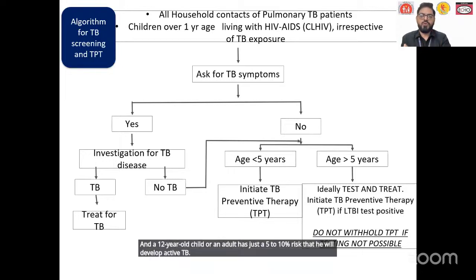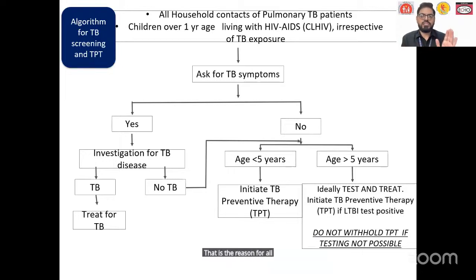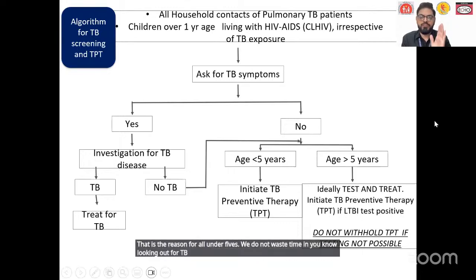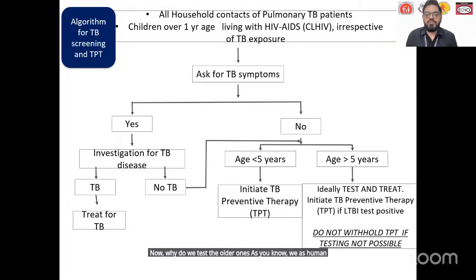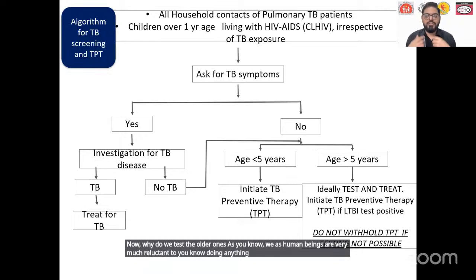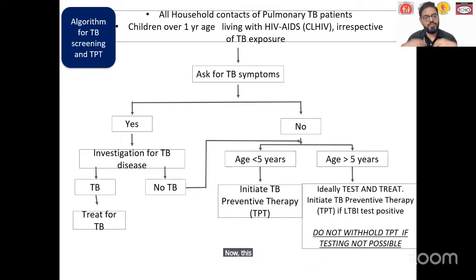That is the reason for all under 5s, we do not waste time in looking out for whether there is TB infection or not. If there is no active TB, just give prophylaxis. Now, why do we test the older ones? As you know, we as human beings are very much reluctant to doing anything with our bodies. Now, imagine you and me. Suppose tomorrow, we are in contact with an active pulmonary TB patient. Now, this is a very stupid example because we all are in contact with TB patients because we are clinicians.